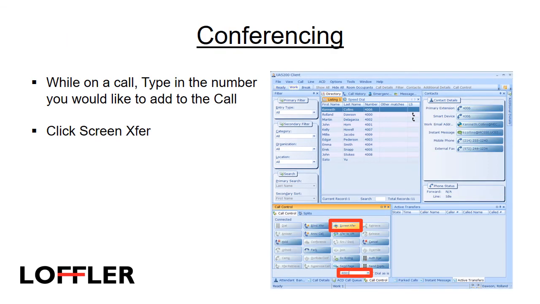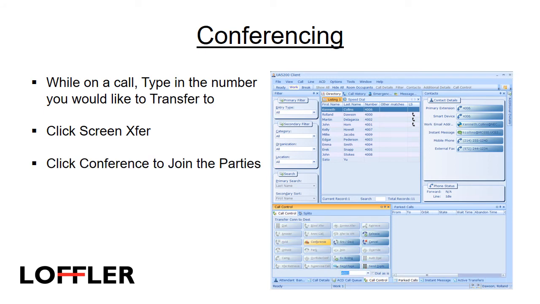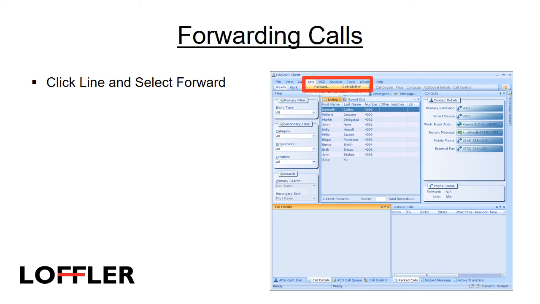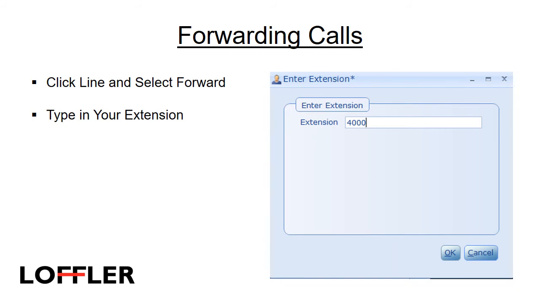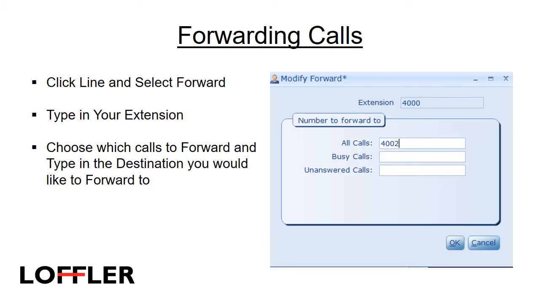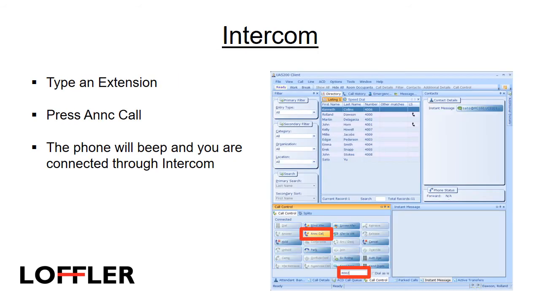To conference a third party in, click on the Call Control tab and type in a number that you would like to add to the call. Select Screen Transfer and click Conference to join the parties. To forward calls, click Line and select Forward. Type in your extension and click OK. Choose which calls you would like to forward and type in the destination that you would like to forward to, and click OK. To intercom someone, type in an extension. Press Announce Call, and the phone will beep and you are connected through intercom.